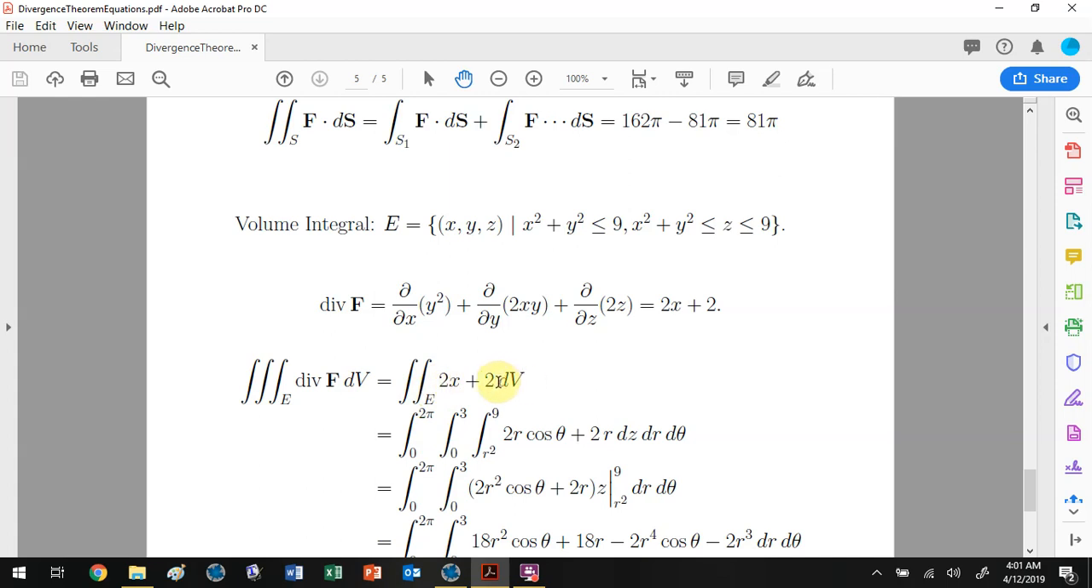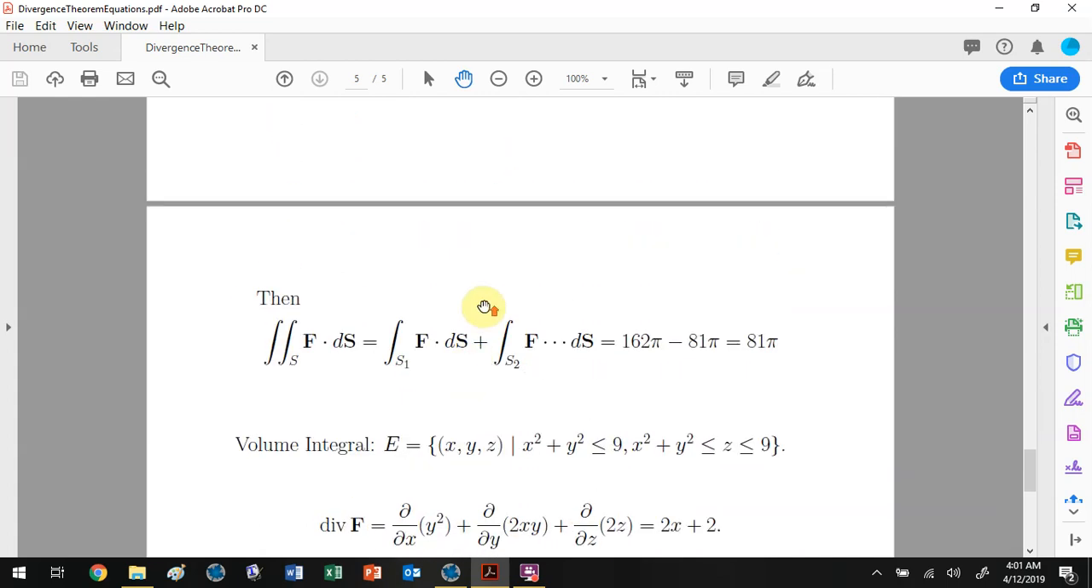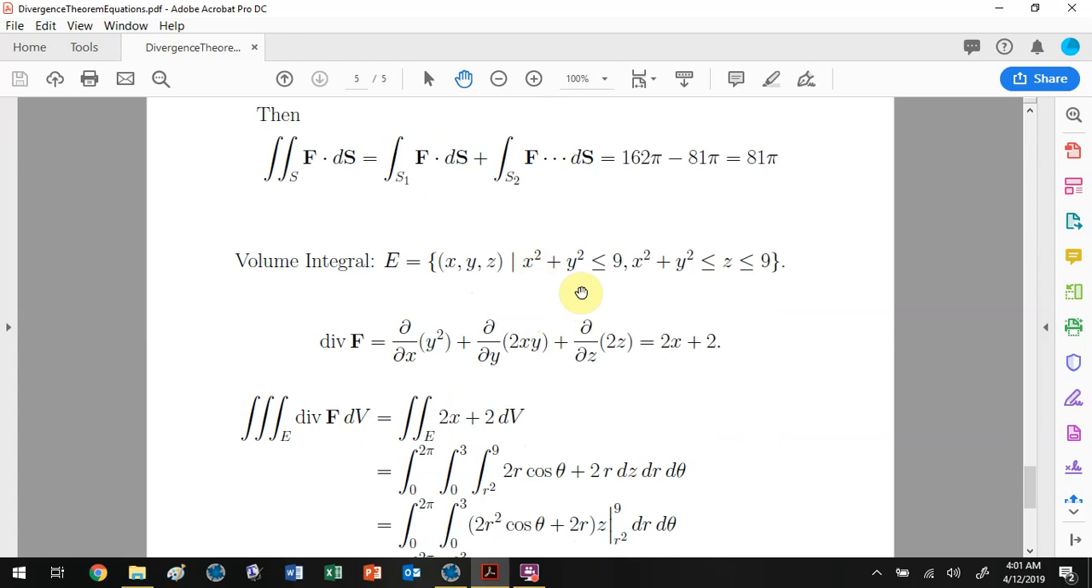Now, at that point, we just plug in what we know about E. So we're going to use polar coordinates to describe this. So this will basically be r will run from 0 to 3, theta will run from 0 to 2 pi, and the z component, so really we're doing cylindrical coordinates, the z component will run from r squared to 9.